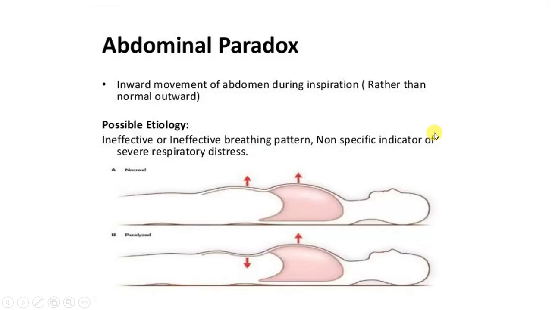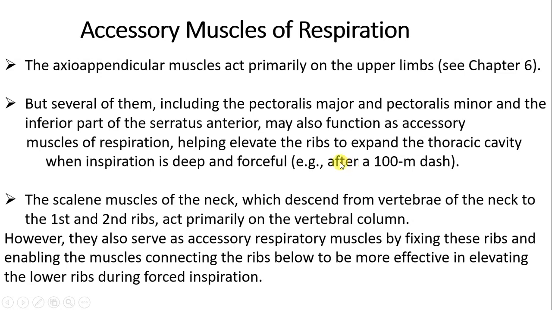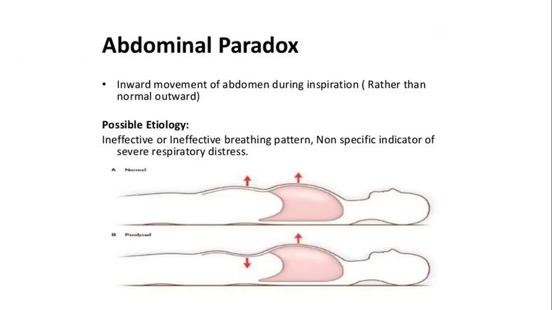This difference you may feel in the females. Inward movement of the abdomen during inspiration rather than the normal outward is called abdominal paradox. The etiology is an ineffective breathing pattern. It is not a specific indicator of severe pulmonary distress or severe respiratory distress. In females, normally there is mostly thoracic respiration.